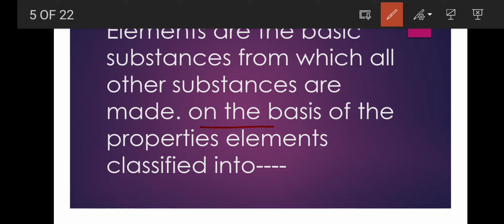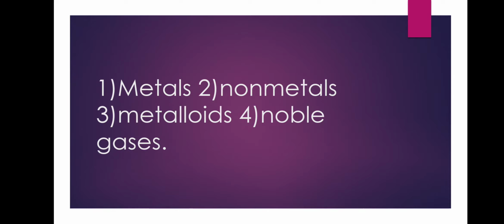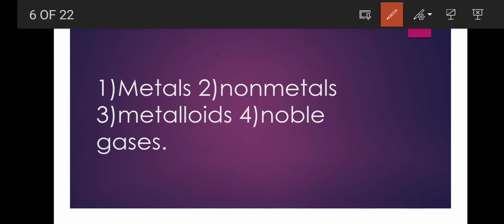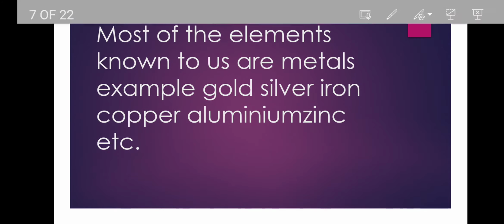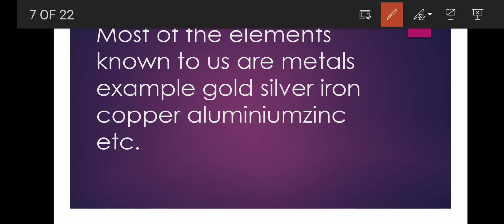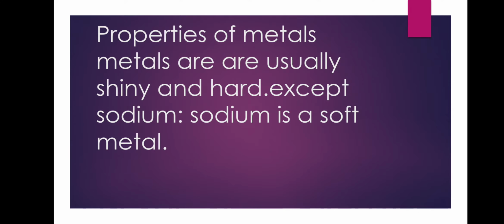On the basis of properties, elements are classified into four types. Clear? First is metals, second is non-metals, third is metalloids, and fourth is noble gases. Noble gases are also called what? Inert gases. Now, most of the elements known to us are what? Metals. For example, gold, silver, iron, copper, aluminium, zinc, magnesium, lead, calcium, they all are examples of metals.